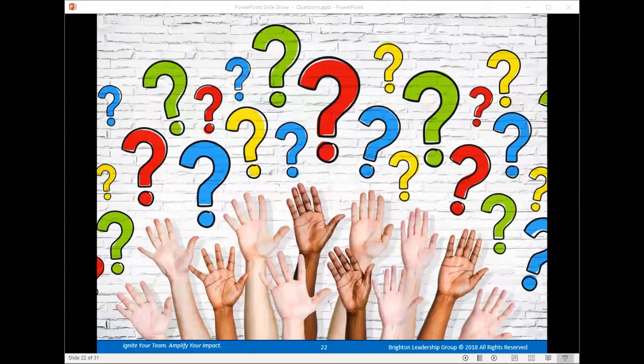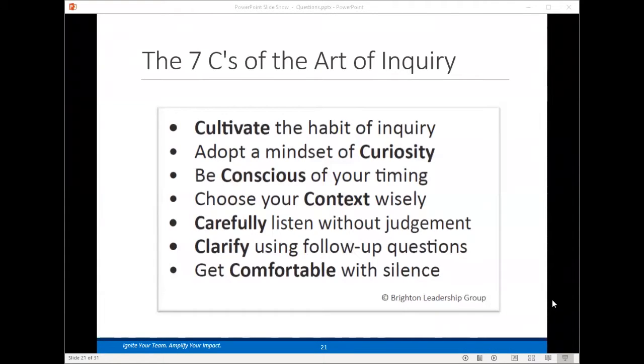Yeah. So a couple other questions, and then we're going to move into resources. Jack said, one aspect of asking questions that wasn't covered yet is the timing of asking questions. Isn't that often important? So I want to reflect back on the seven C's. Yes, the third one is being conscious of your timing when you're asking the question.